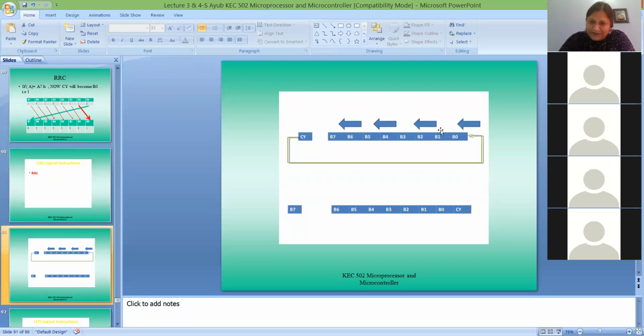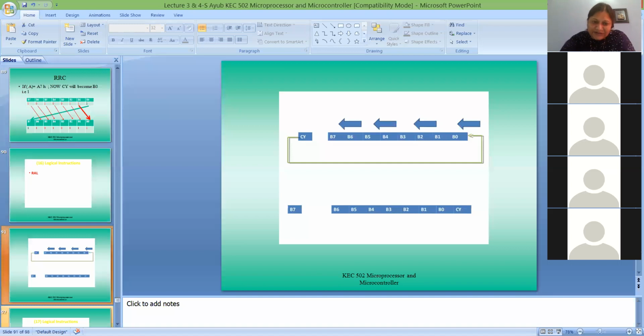Suppose your pattern is this. Because it is rotating left, it will move to the left side, but with carry. So now here carry will also interfere. Your B0 will come over here, B1 will come over here, B3 will come over here like this, and the position which is free over here, the carry flag will take the position of B0 bit, and B0 bit will go to the B7 bit. Understood?